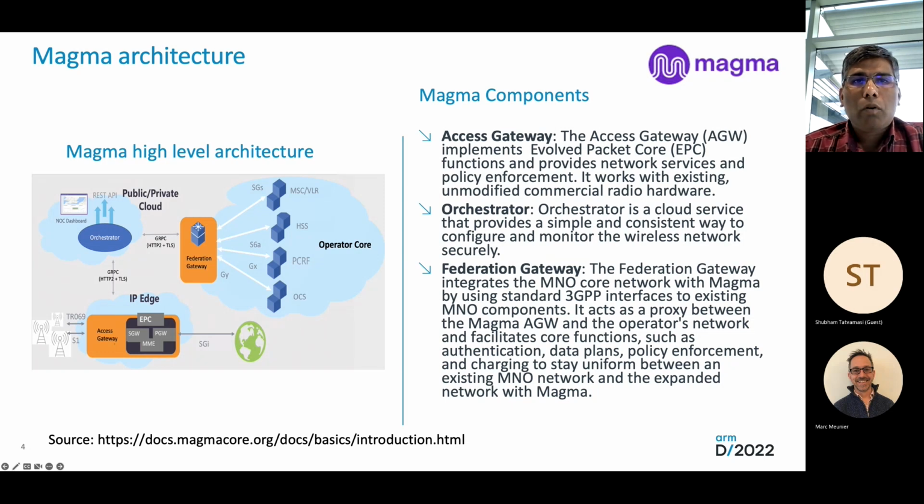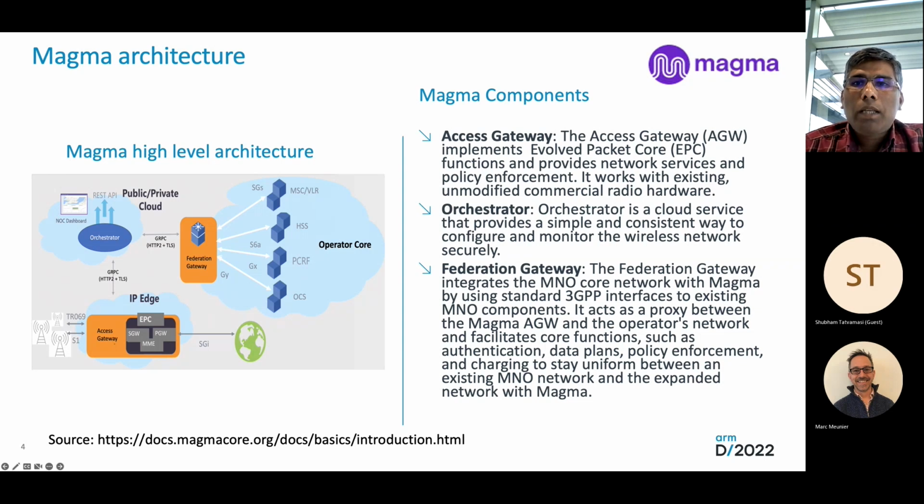Now let's discuss the high-level architecture of Magma. In this picture, you see there are three components. One is the access gateway, the other one is the orchestrator, and the last one is the federation gateway. The AGW, which is the access gateway, implements the traditional evolved packet core of LTE. It comprises the serving gateway, packet gateway, and mobility management entity. You can see SGW, PGW, and MME in this AGW box.